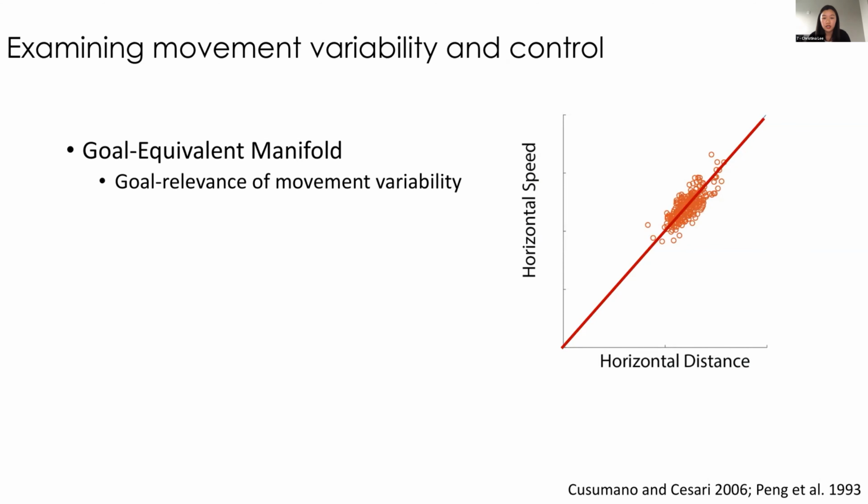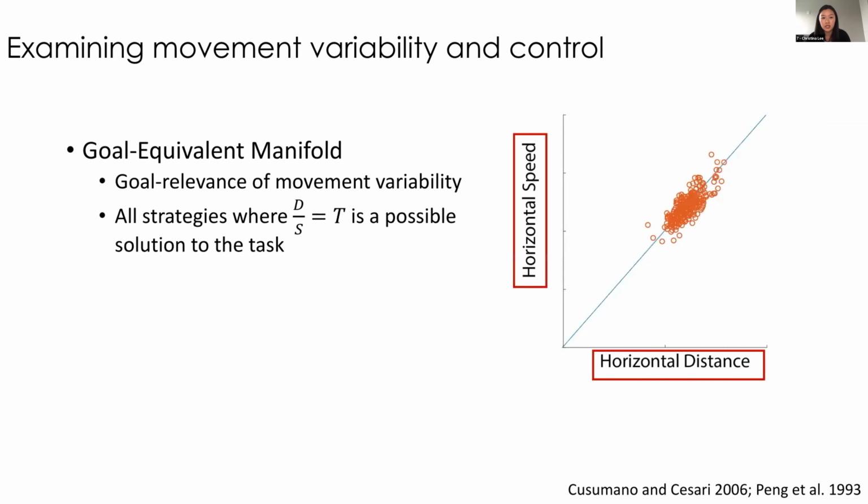For every reach, the employed distance and speed combination is some tangential deviation along the goal and some perpendicular deviation away from the goal. Tangential deviation is goal irrelevant as it does not impact performance, but perpendicular deviation is goal relevant since it does impact performance.